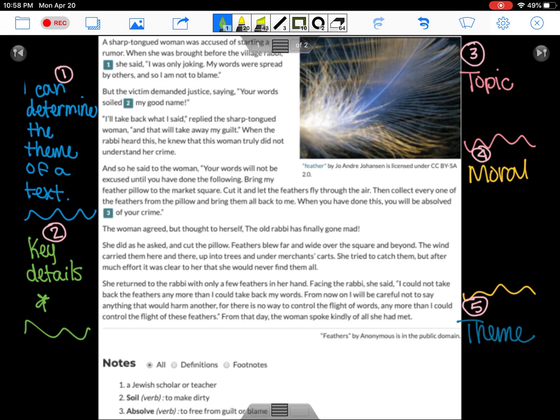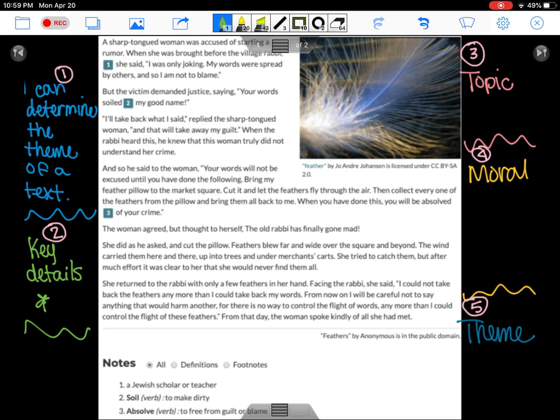Now, we know that the theme is the author's message about a topic, so we're going to need to figure out what the topic is. We have some little numbers here, 1, 2, 3, 4, and 5. I'm going to be starting here. We've talked about what we're going to do, and now we're going to go into key details. After we determine the key details of the text, that's when we'll be able to say what the topic is. From the topic, we can figure out the moral, and with the topic and the moral together, we can find a theme. So, let's start off by reading this text.